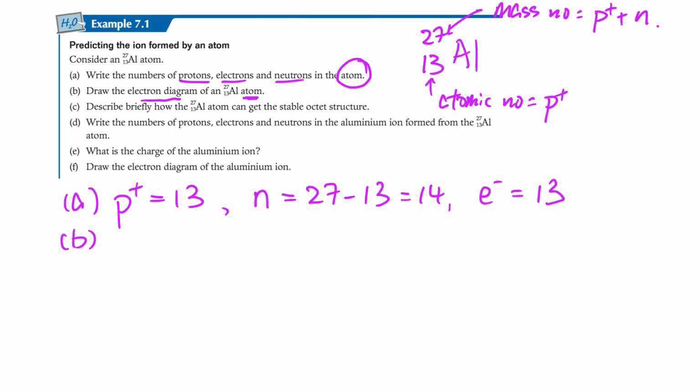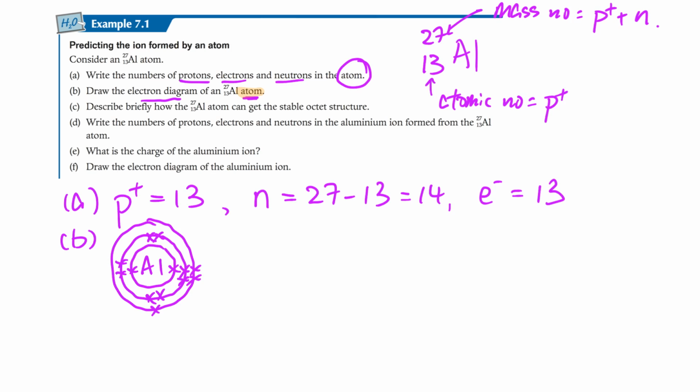B, draw the electron diagram of an atom. This time we are drawing an atom, so pay attention. We've got 3 shells here, so you should have 2, 8, 3. Don't mix this up with the ions. We're talking about atoms.